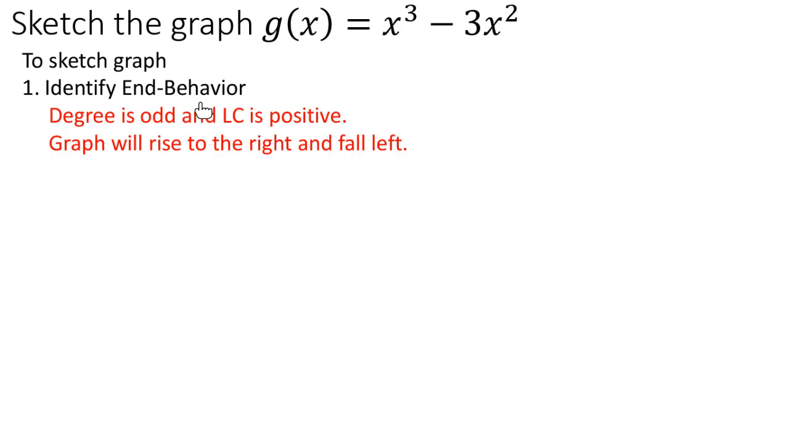Okay, so we'll do the end behavior first. So my behavior here, I have an odd degree with a positive leading coefficient. So that means that my graph will rise to the right and fall to the left. Okay.